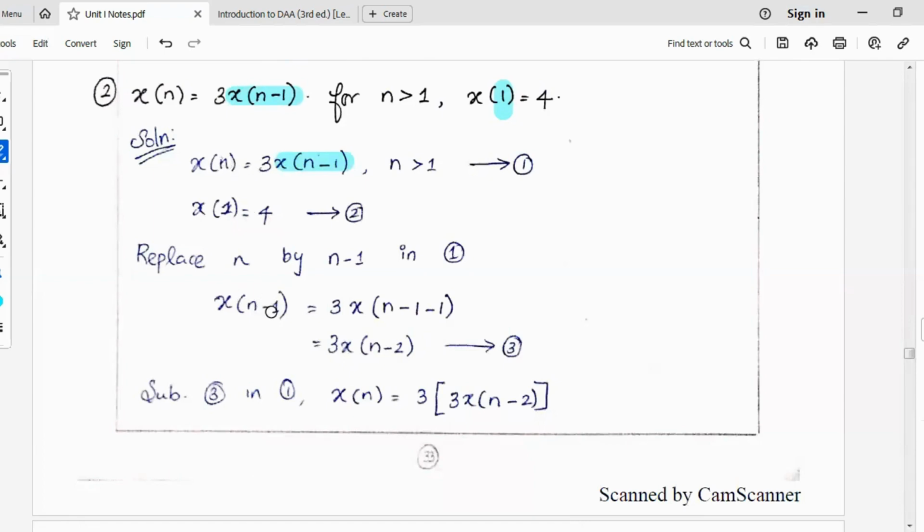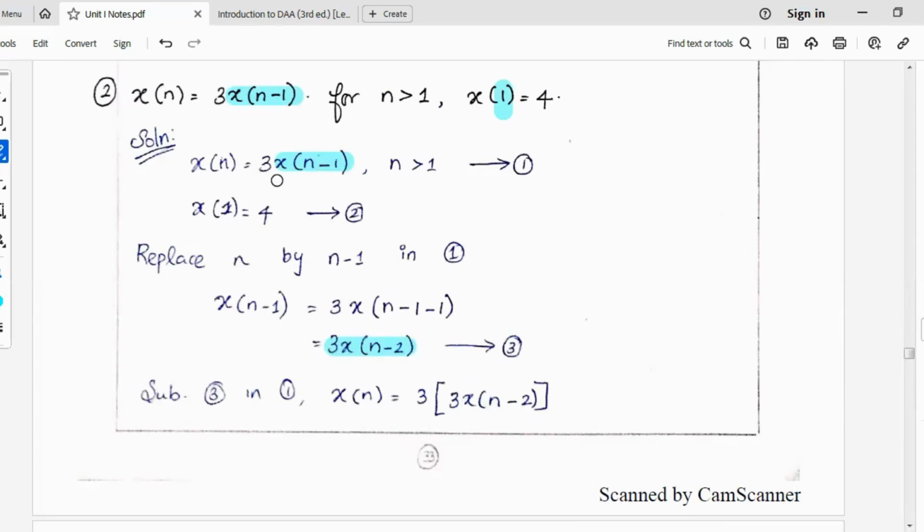So x of n minus 1 equal to 3x, instead of n, I am going to put n minus 1, and the remaining minus 1. So by solving this, I am getting 3x of n minus 2. So I can directly apply this value in the first equation, right? So x of n equal to 3 into, so already there is a 3. Now x of n minus 1 is replaced with this value, so 3x of n minus 2.